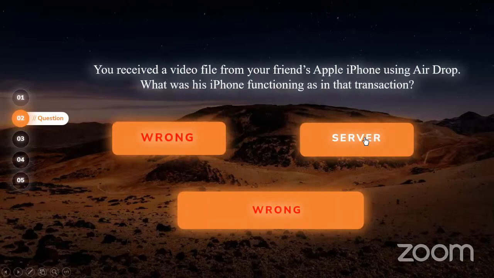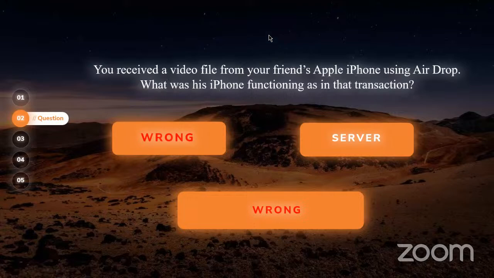And the answer is correct. It is acting as a server because the Apple phone is sending the data. As I said, whoever serves the request comes under the server. Any doubts?